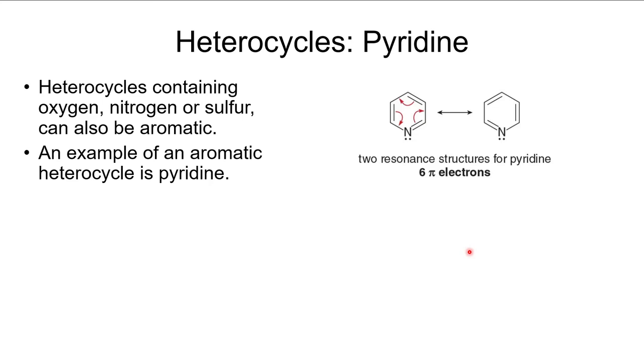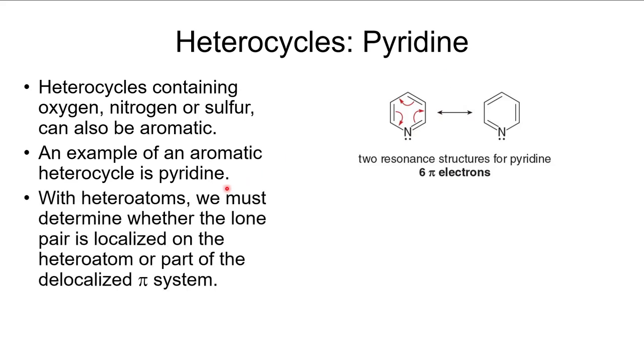Pyridine, as you count here, has 3 pi bonds, so 6 pi electrons. We also have this lone pair of electrons on the nitrogen that's not part of the aromatic system. This is a useful base that we use in doing organic reactions. Sometimes we can use this as a solvent, although it's pretty strong as a solvent, but we often use it either as a catalyst, or as a base to help promote a particular reaction. Extremely useful compound. It's aromatic.